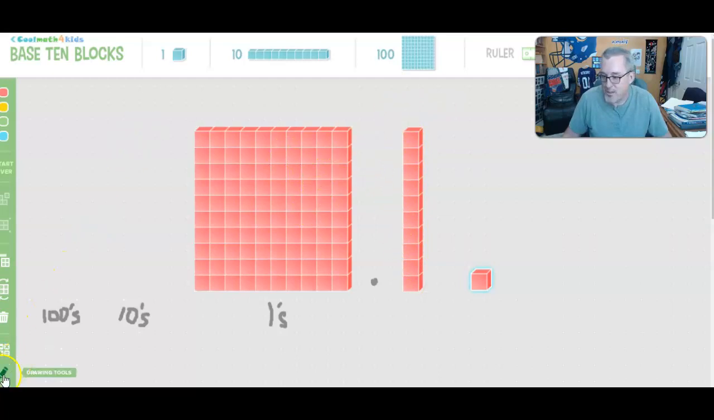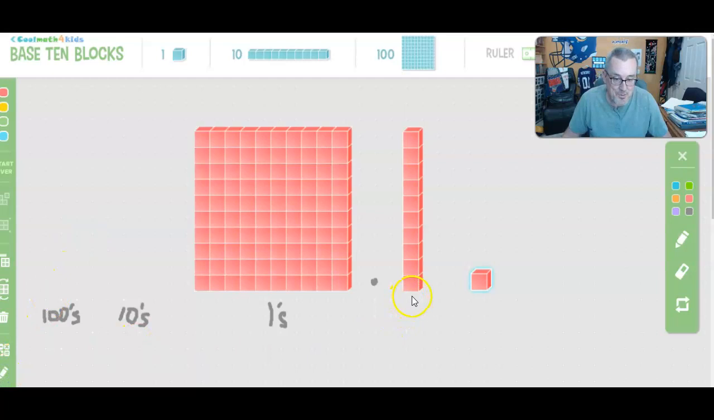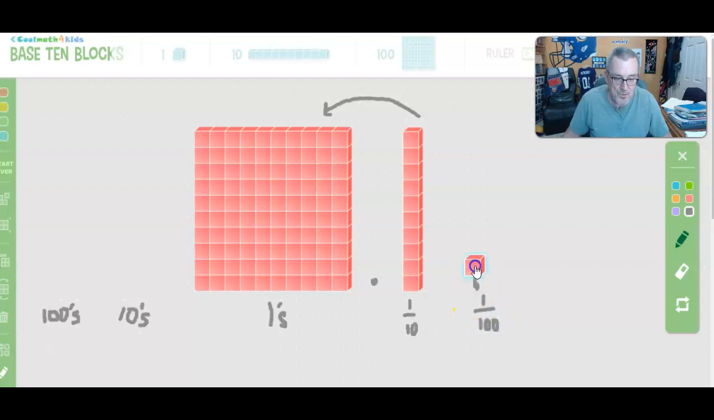How many of those are in there? 10. So, when we move to the right of the decimal place, this is the 1/10 place, because it takes 10 of these to make that. This is the 1/100th place, because it takes 100 of those to make a whole.